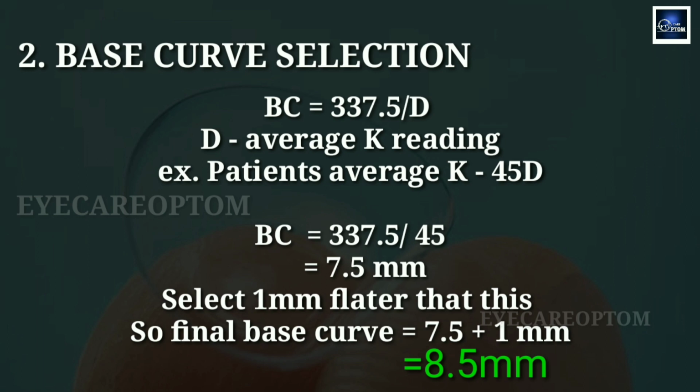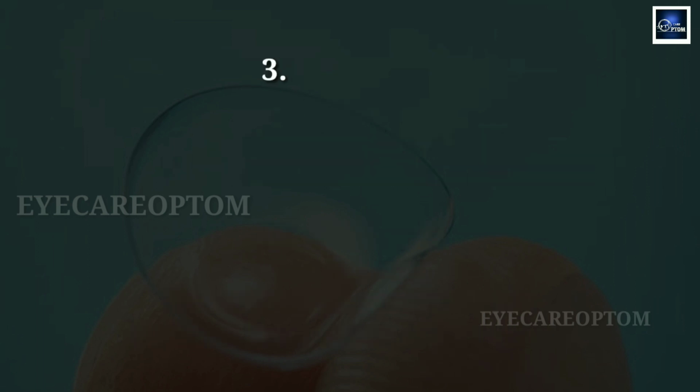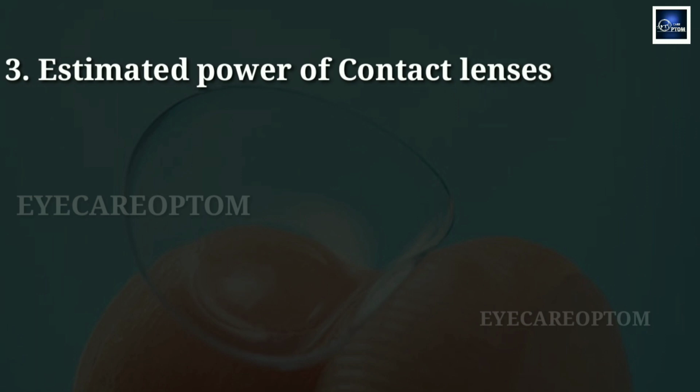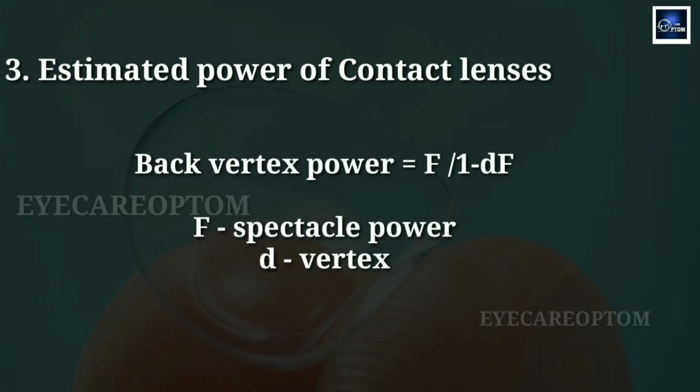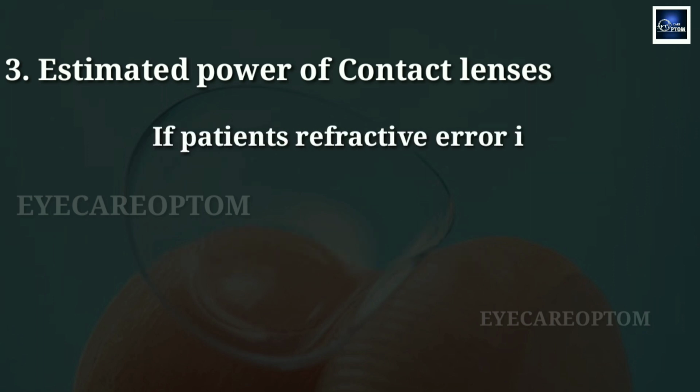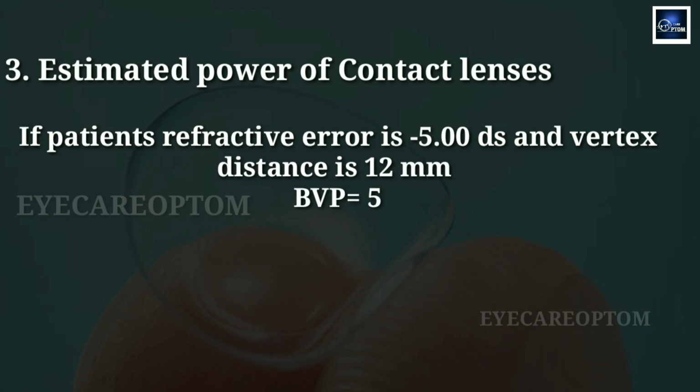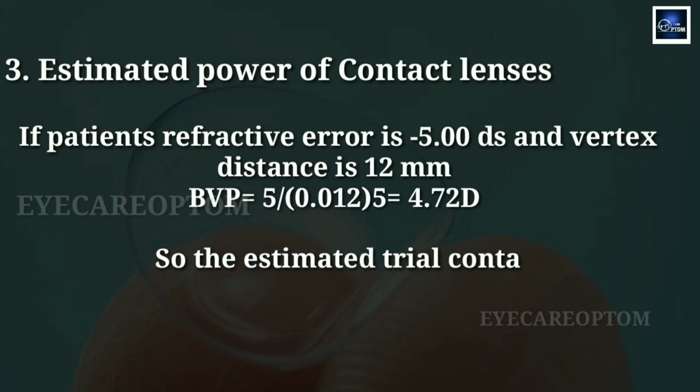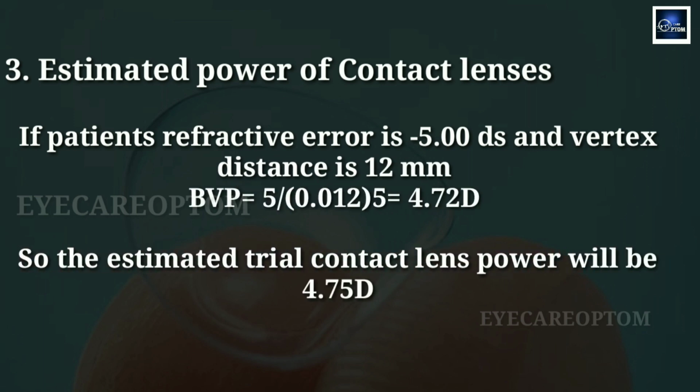It will be 8.5 mm. Third one is estimated power of contact lenses. Here we have a formula of back vertex power equal to F divided by 1 minus dF. Here F is spectacle power, d is vertex distance in meter. If a patient has a refractive error of -5 diopter and vertex distance of 12 mm, according to the formula, we'll get 4.72 diopter. So the estimated trial contact lens power will be 4.75 diopter.